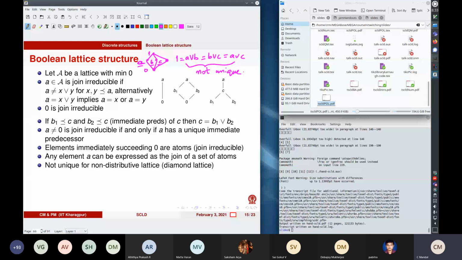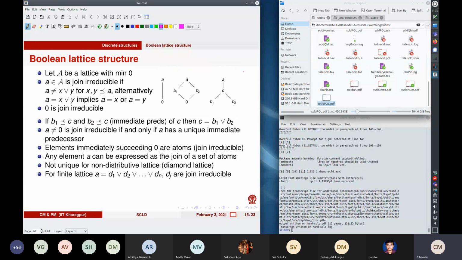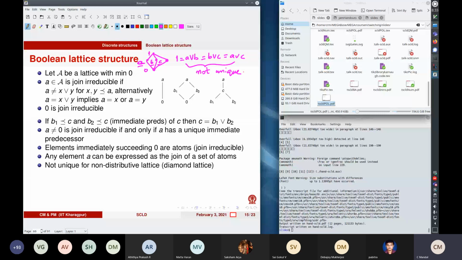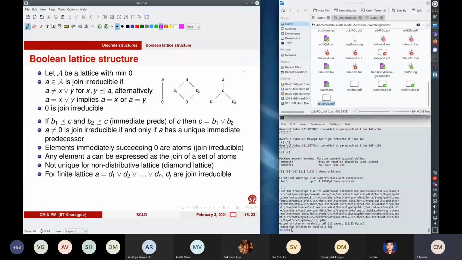The diamond lattice is not distributive, by the way. So in a non-distributive lattice, that representation is not unique. Now, what we are saying is that for a finite lattice, we can express A as the join of join irreducible elements.